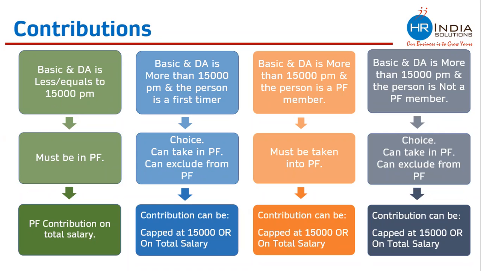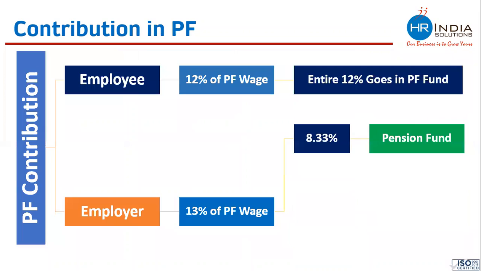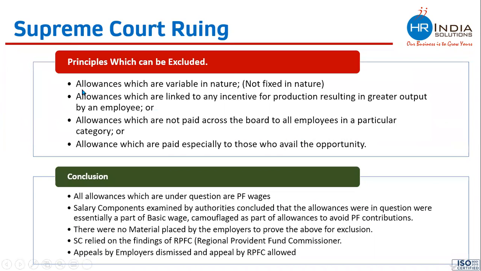May not be, may not be. Then this is not regular in nature. You can exclude all those payments which are not regular in nature. We have seen this PF judgment. See the very first sentence: allowances which are variable in nature can be excluded. All these payments can be excluded.